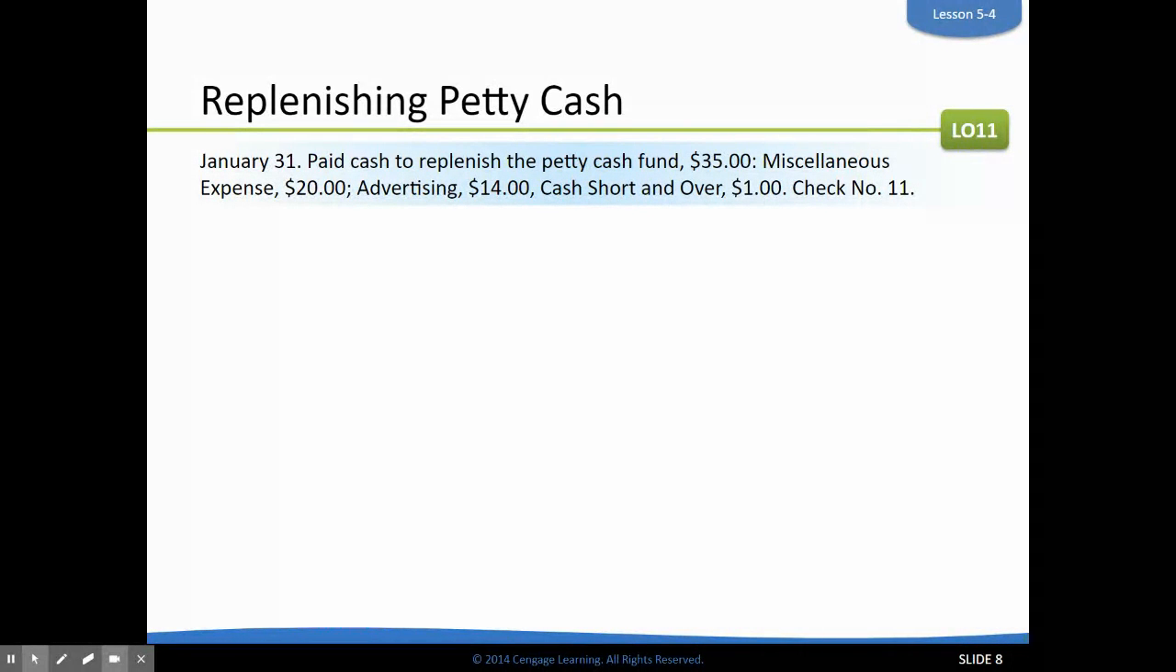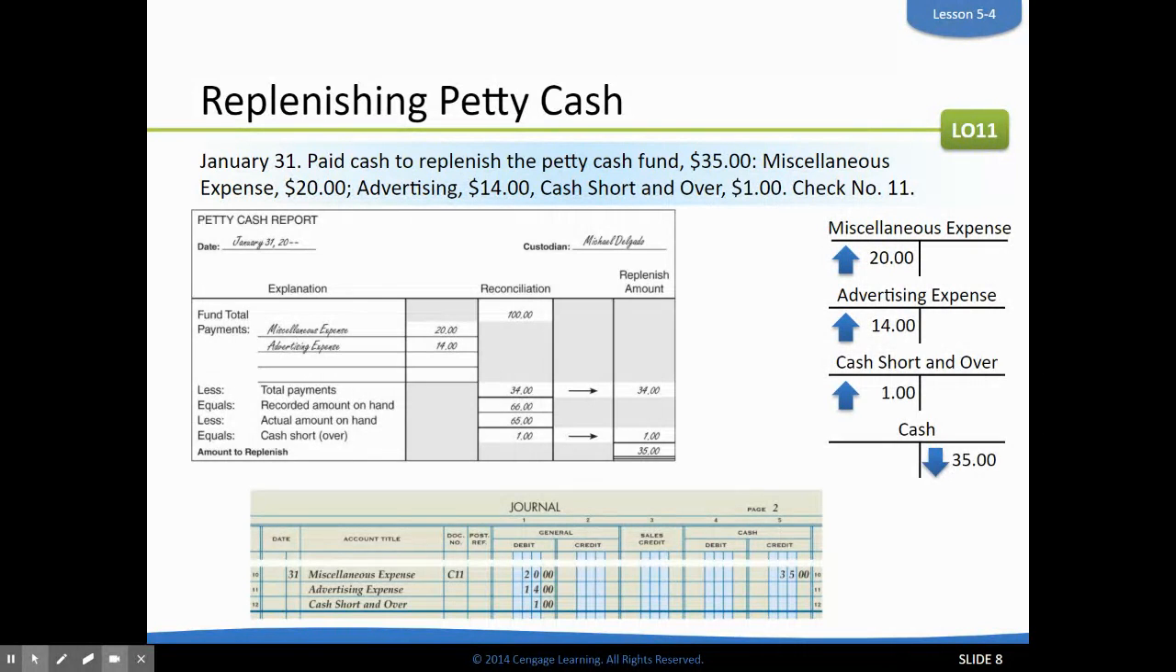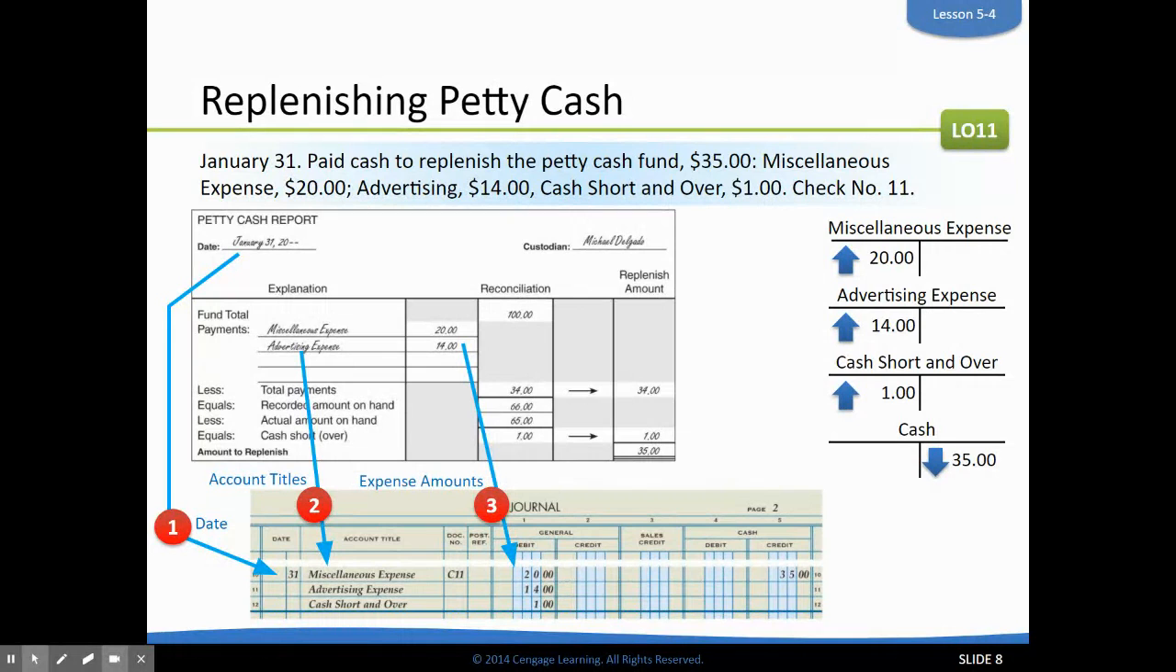On January 31st, we are replenishing the cash fund. So we have to know what we spent it on. $35 was the total: miscellaneous expense of 20, advertising of 14, cash short and over for $1, and the check number is 11. The way we journalize it is down here. We put the date, the account names, the total amounts and the $1, then our total cash payment, and of course our source document.